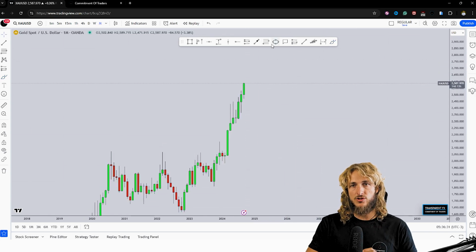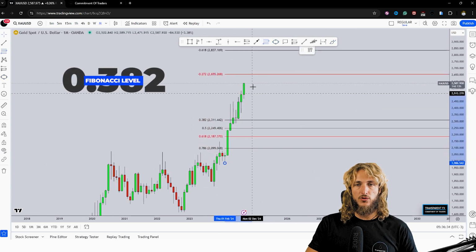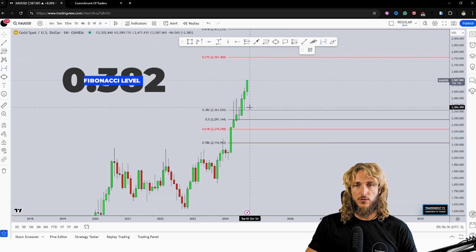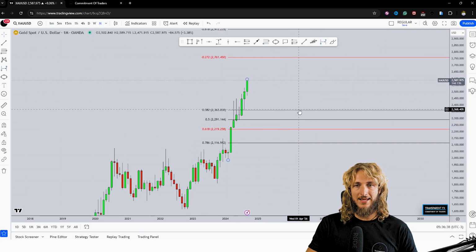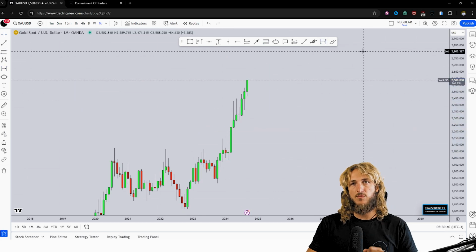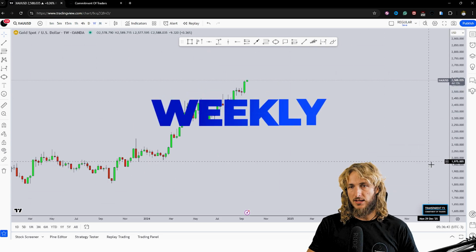Our first correction zone would be the 0.32 of the Fibonacci taken on the impulse leg, which at least at the moment is currently lining up at this zone. Now, let's keep all of this in mind and drop down on the weekly time frame.